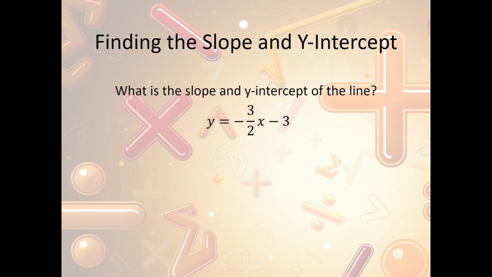Let's look at another example. We have y equals negative 3 halves x minus 3. Well, same thing. It's a slippery slope to get hung up on your x. So the slope is the one that's attached to the x, which is negative 3 halves. So that's my slope. And my y-intercept is the lonely one. Well, the lonely one in this case is negative 3. So b is -3. So that's how I find the slope and y-intercept from an equation.